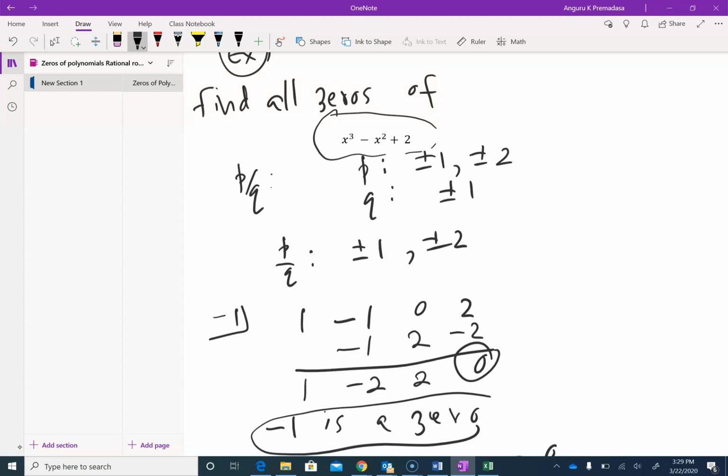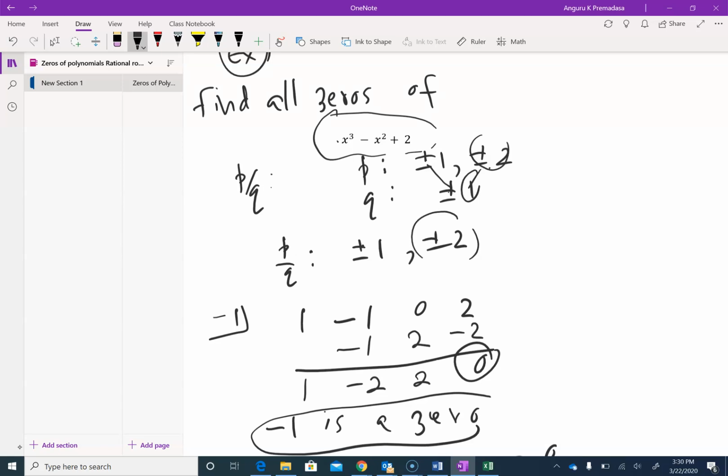So then if you look at P over Q, the P has to be a factor of 2. So the possibilities are plus or minus 1, plus or minus 2. Q, the bottom, has to be a factor of the leading term, which is 1, so plus or minus 1. So if you match each of these, you get what? The possibilities are plus or minus 1, 1 with 1, plus or minus 2, which will be 2 with 1.